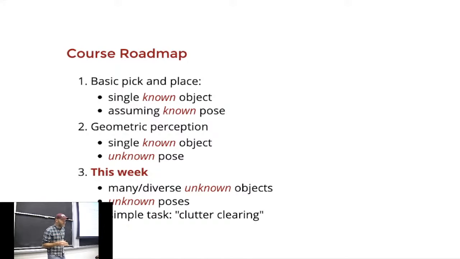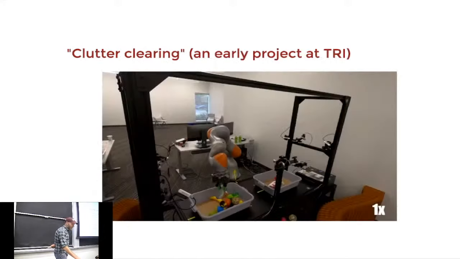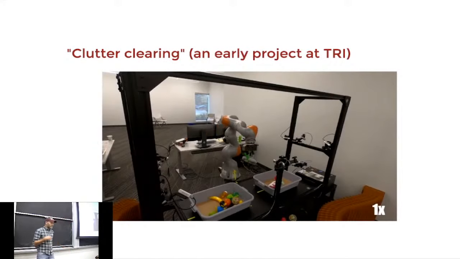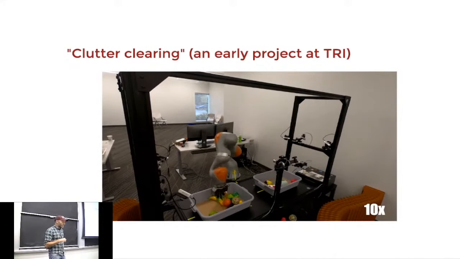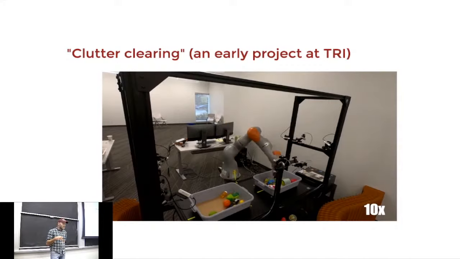right? So this clutter clearing task is this nice task that I showed you last time, where you pick up anything from one bin and put it in the other bin. That turns out to be a great way to feed the data pipeline when we want to start generating lots of random instances, lots of random picks, and start doing more learning-based manipulation.